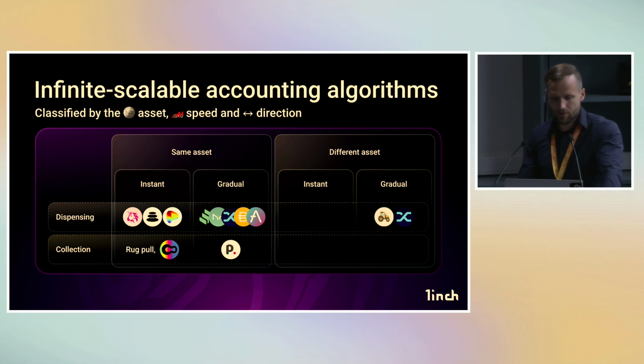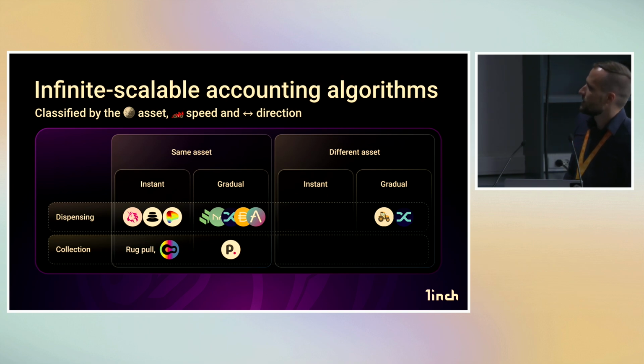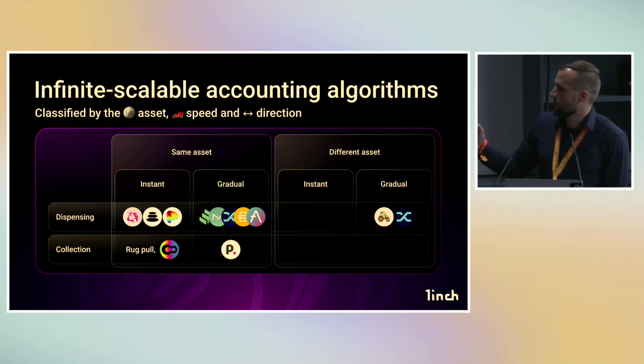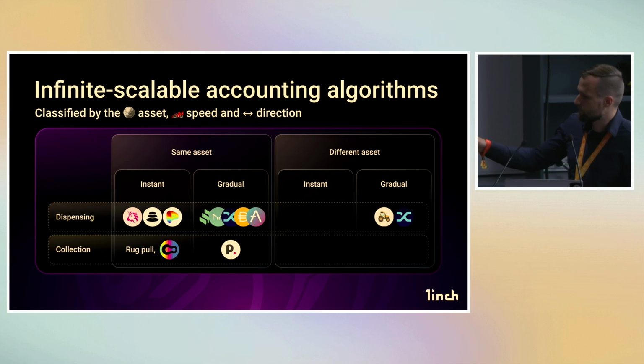First of all, here you can see there is a classification. It's about distributing value, or value redistribution among multiple participants. It can happen in the same asset or in another, different asset. It could happen instantly or gradually over time, each second, each block. And it could depend on direction: dispensing value, or collecting value from a big number of users. Here I have examples of some projects which already have those algorithms, and I classified them.